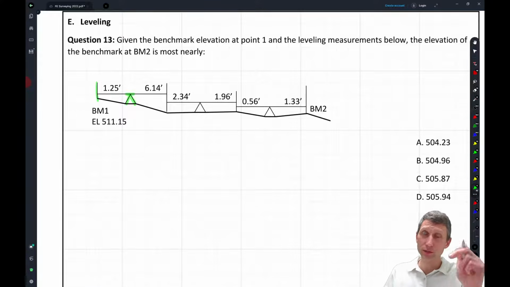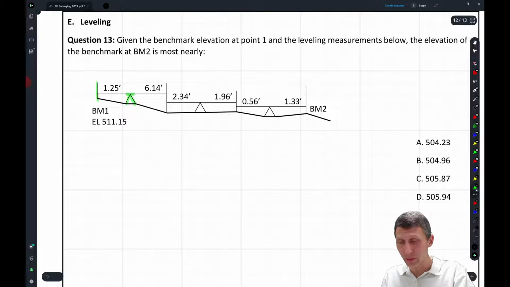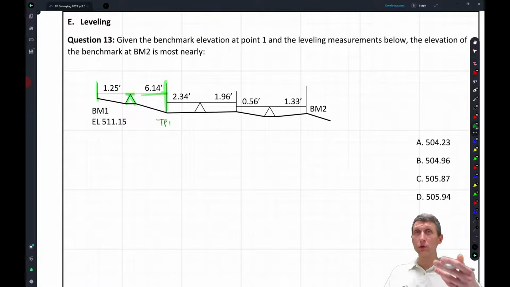Once we know the height of the instrument, we can take a second reading, a foresight reading, to another point, which is going to be like a turning point. And then we're going to move, and once we know a new point, we just keep repeating this process of taking measurements on a level plane to figure out where we're going.